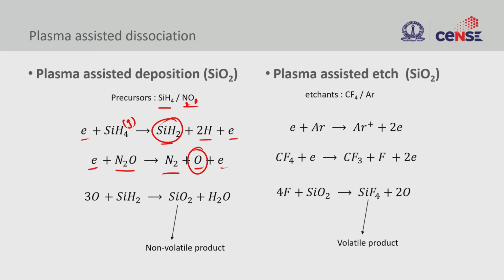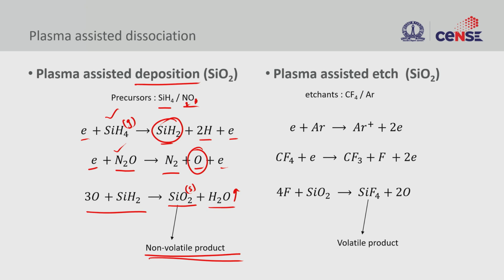And I have now a radical SiH2 and O. So now 2 O and 1 SiH2 can give you SiO2 plus steam, H2O. H2O is a gas, you can take it out, and this one is a solid, and this is non-volatile. So these two are volatile precursors that create a non-volatile product, and this is how you will engineer your reaction chemistry to reach a non-volatile product if you want to do deposition, right?